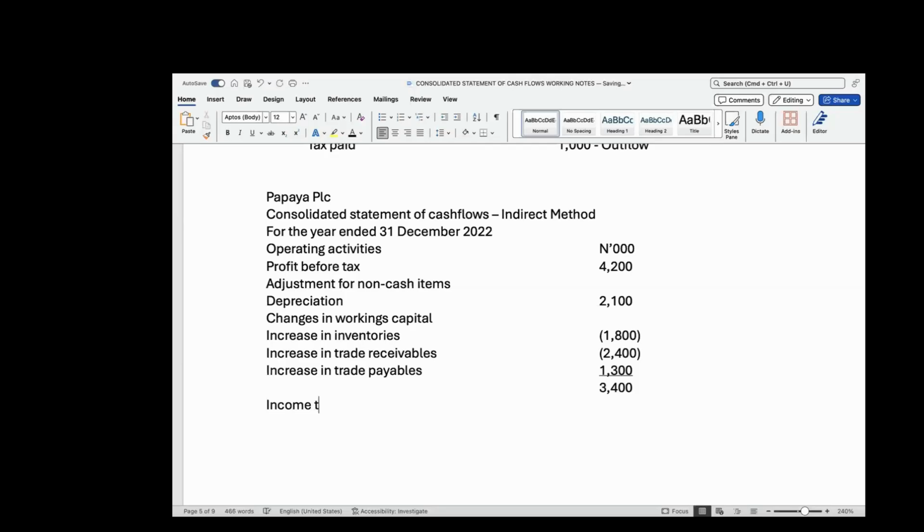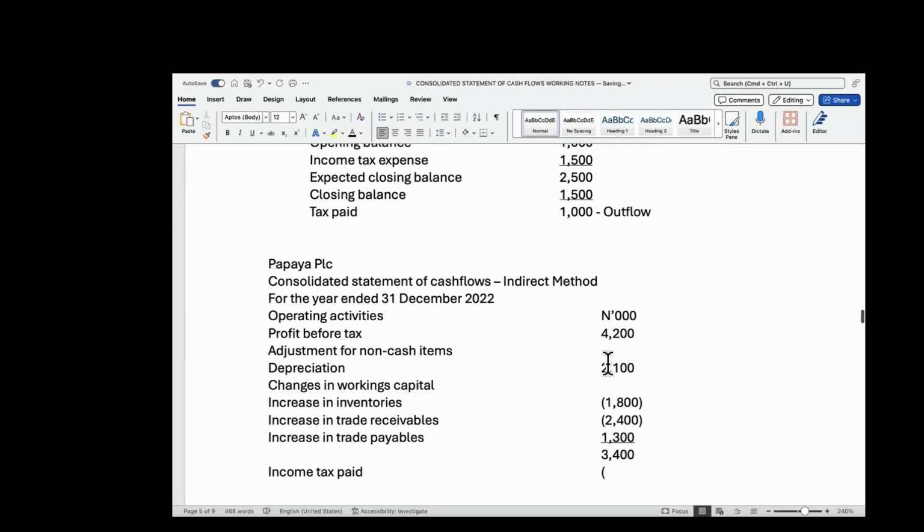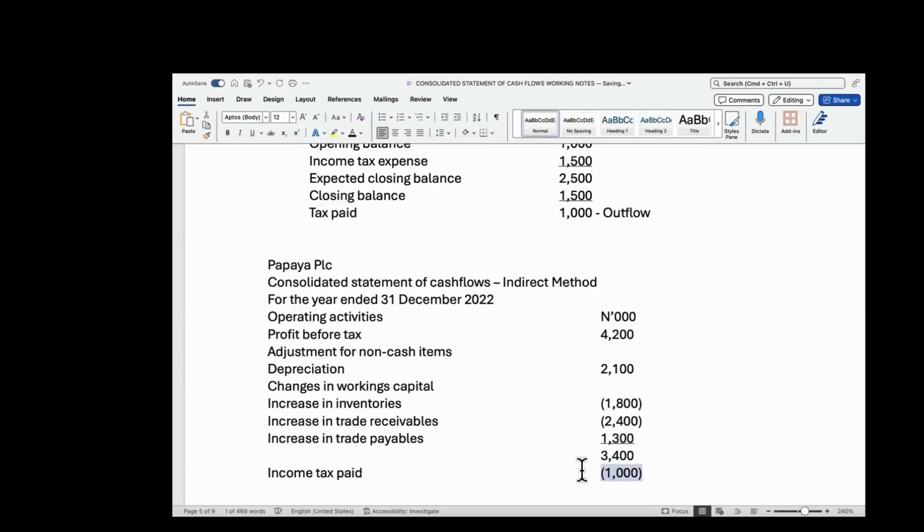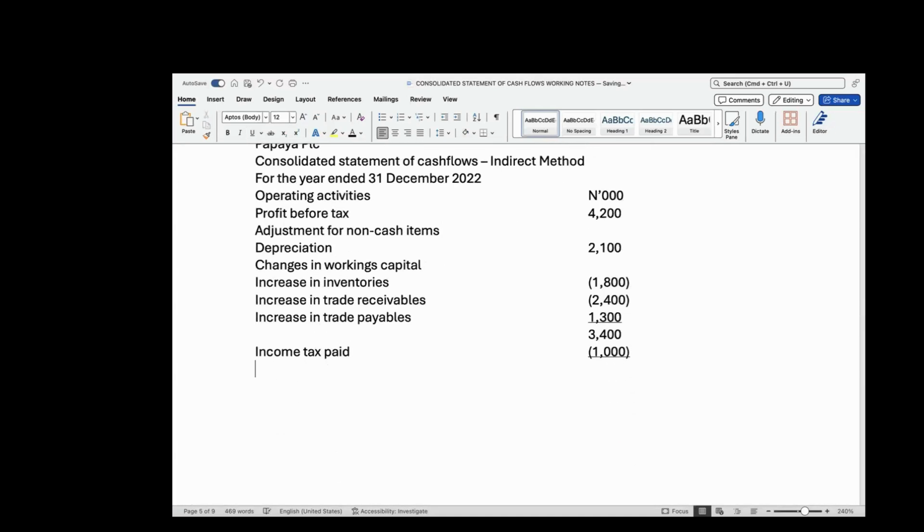Then the income tax paid, 1,000 outflow. Then that gives us our net cash inflows from operating activities, which is 24.